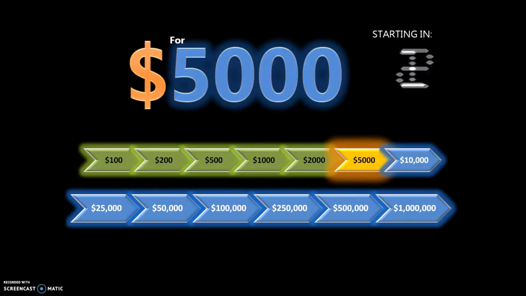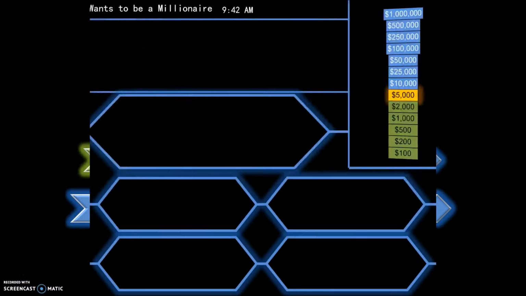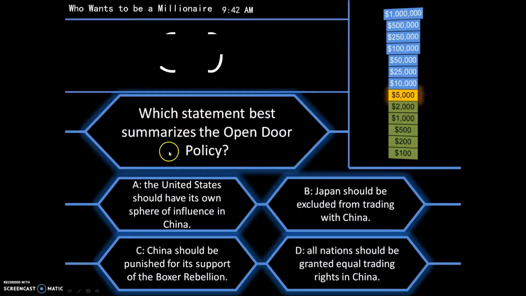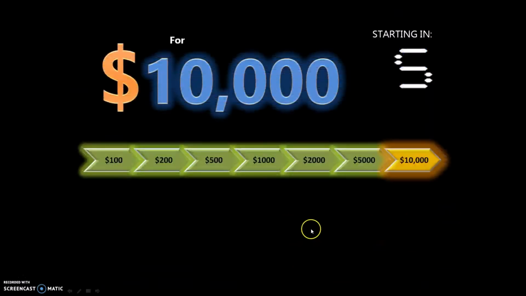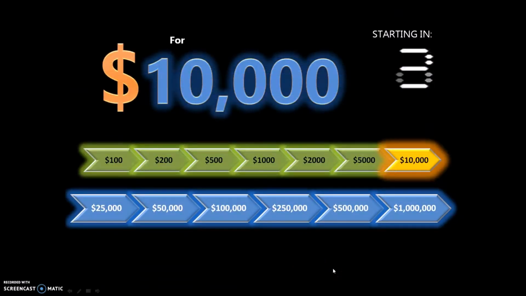And the next one. Which statement best summarizes the open door policy? A. The United States should have its own sphere of influence in China. B. Japan should be included, or rather excluded, from trading with China. C. China should be punished for its support of the Boxer Rebellion. D. All nations should be granted equal trading rights in China. That's equal trading rights. Alright, we're almost halfway through.